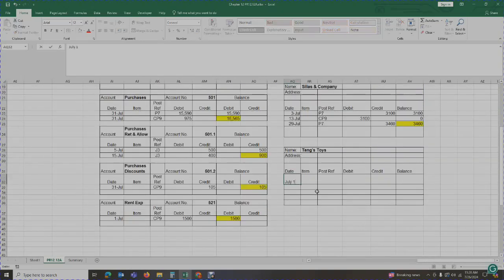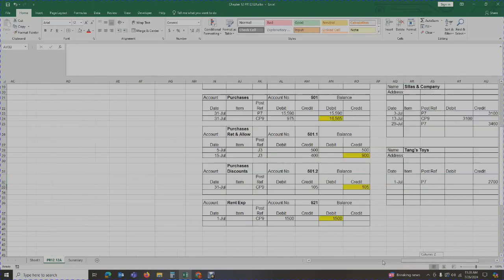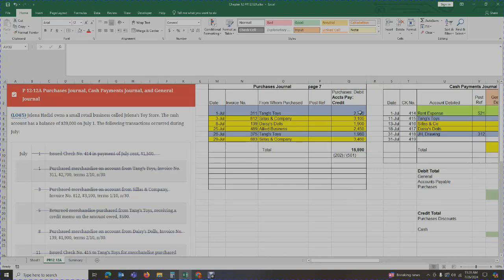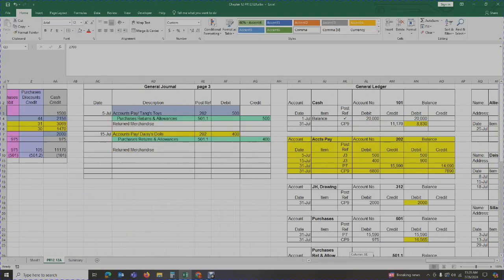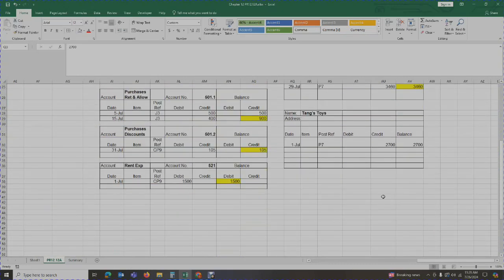With July the 1st, we have Purchases Journal number 7. We have a credit of $2,700. So my balance is $2,700. Where did I pick that up from? I picked that up from here, from Tanks Toys, $2,700. Okay. So now I'm going to go to the next one.